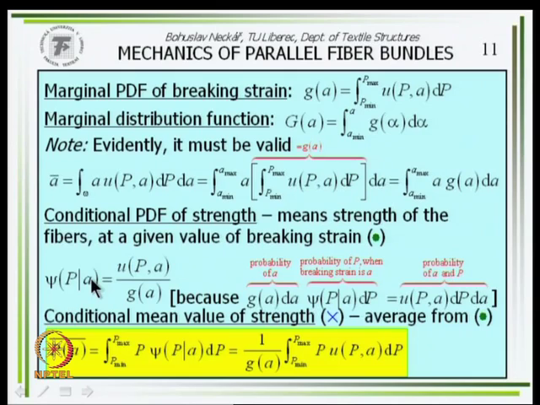This function is very well known in the theory of probability. And it is valid that this conditional probability density function is u(P,A) by g(A), joint probability density function by marginal probability density function. Why is it shown here in short? Because of the relative frequency of g(A) dA, it is shown here and it is written here. It needn't comment. In each case, it is in each teaching book for theory of probability.